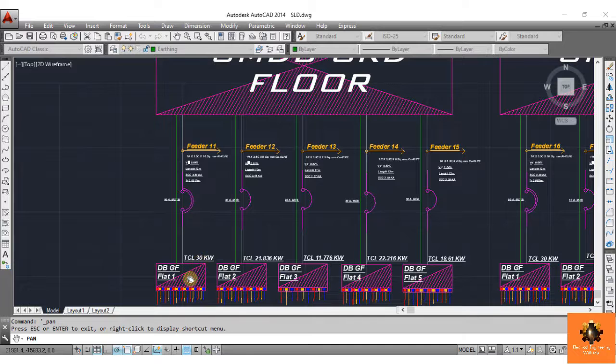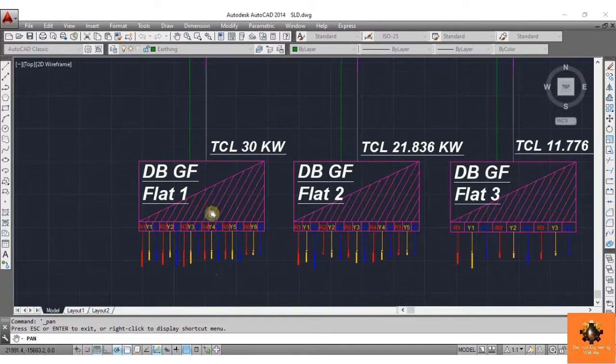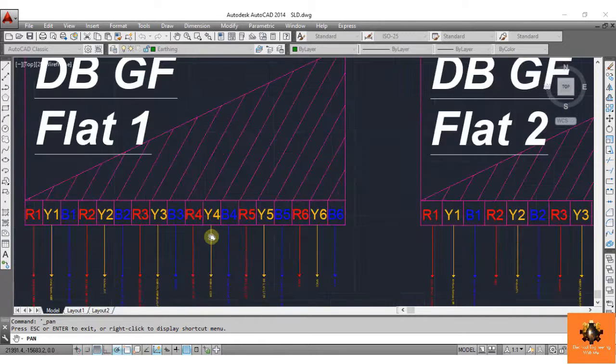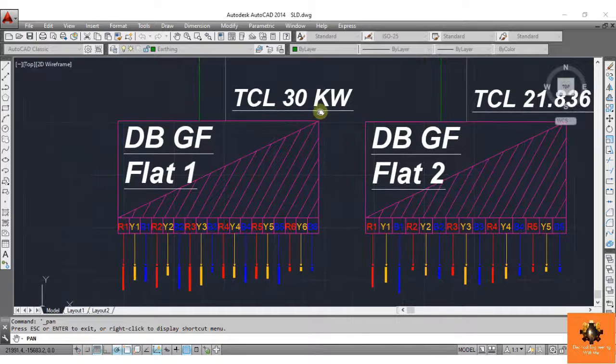Okay. Now after all, come to this DB of flat number 1 and see how this total connected load of 30 kilowatt is distributed in this flat. Now here we have shown R1, Y1, B1. Like this we have different alphabets, and I am asking here what these alphabets are representing. So these are representing the circuits, different circuits.